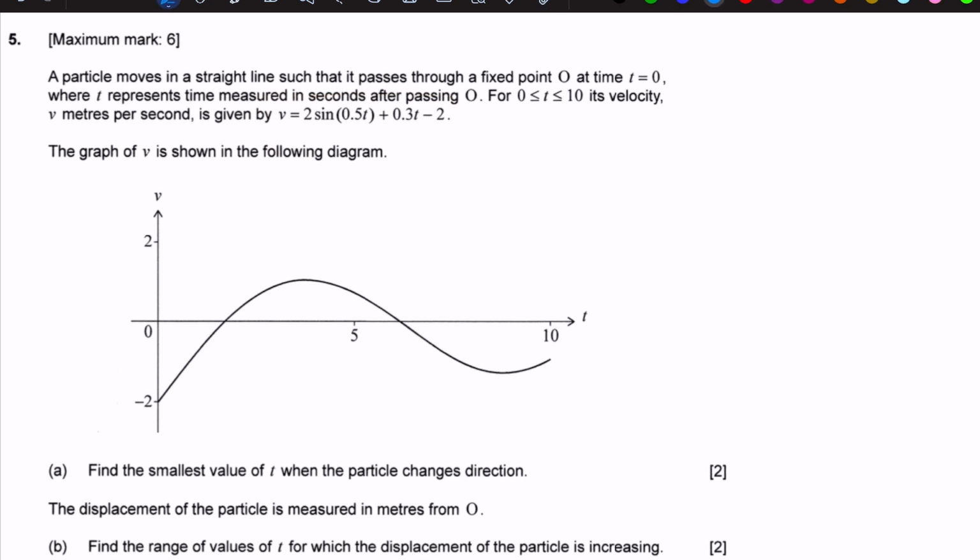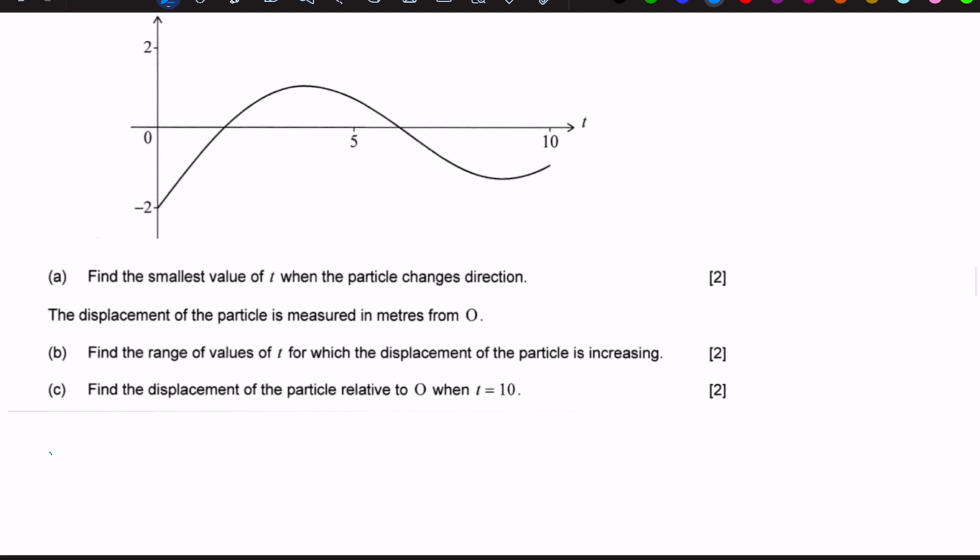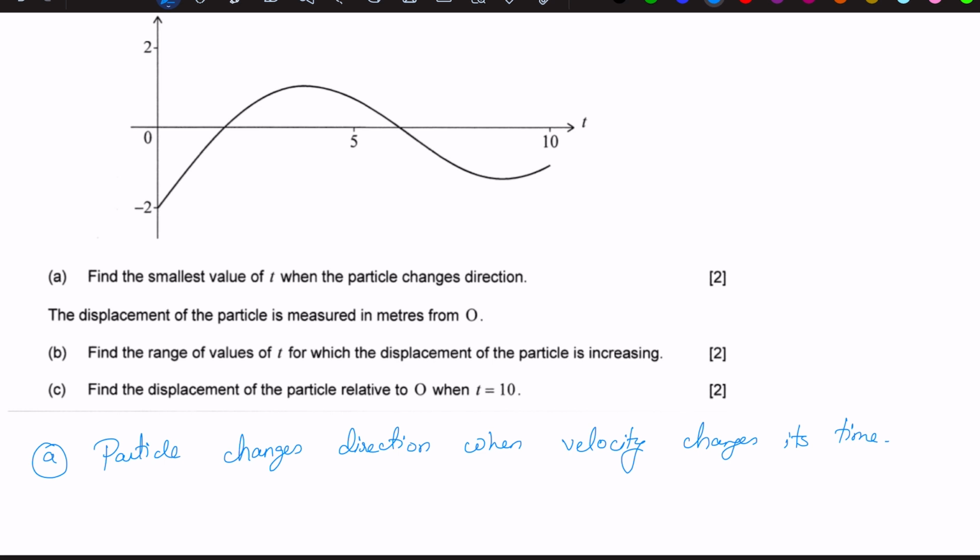So what does this mean? Basically, whenever we say that the particle is changing its direction, the sign of your velocity will change. The particle changes direction when velocity changes its sign. So we have to find the smallest value of t for which the particle changes its direction. The smallest value of t will occur here, where velocity is negative and becomes positive. So we have to find the value of this point.